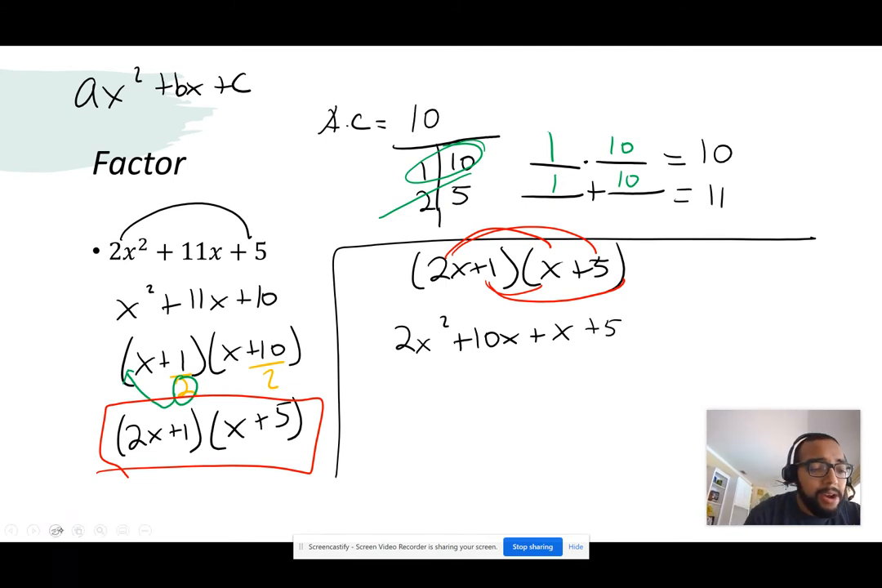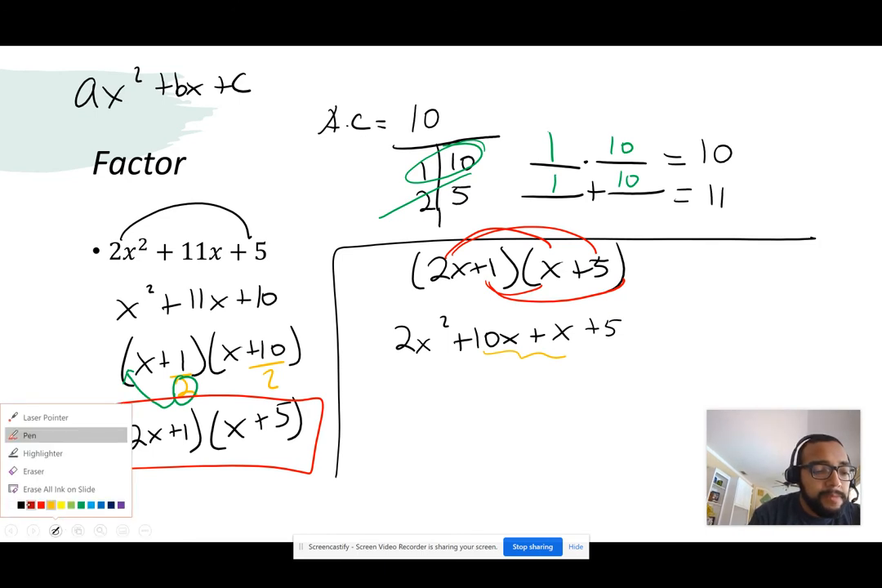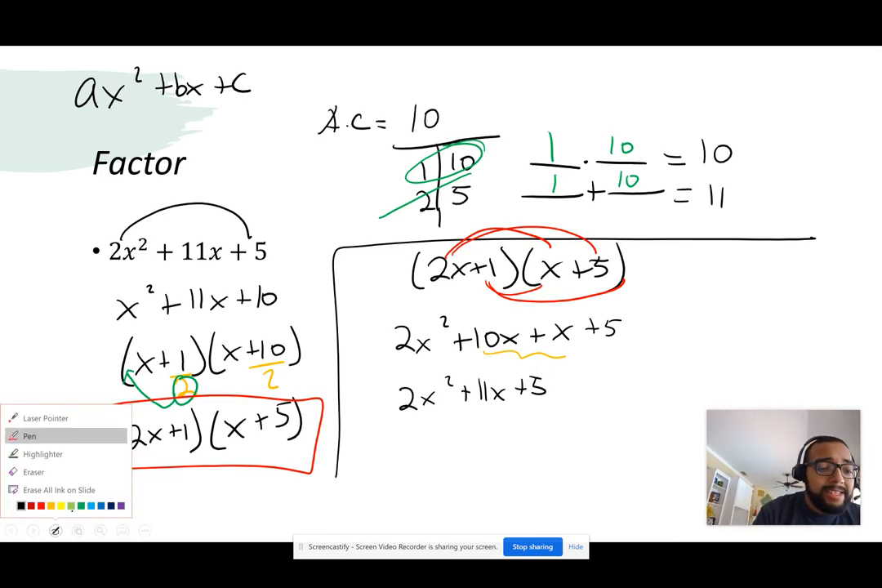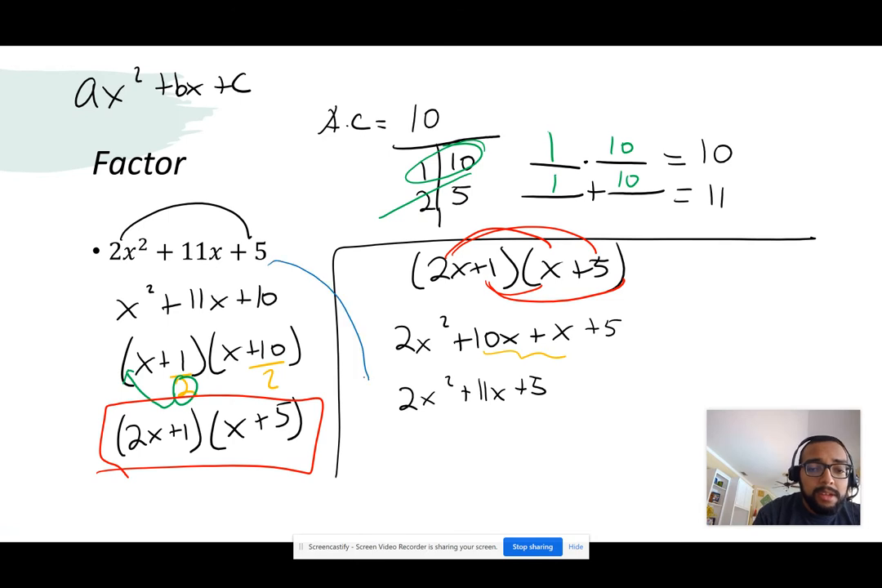And then here we're like, oh, I can combine those middle terms. So this would be 2x squared plus 11x plus 5. And hey, is that the same equation we started with? It is. So I'll do a little check mark.